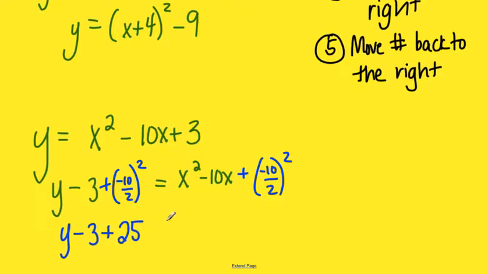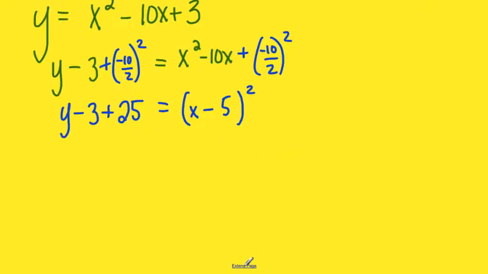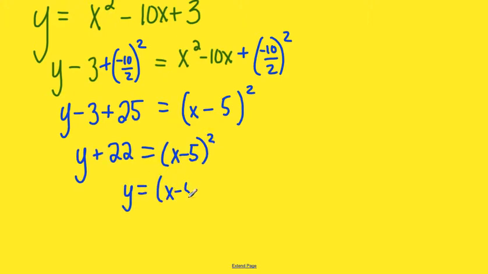So plus 25 equals, and then this side, we're going to skip all that middle stuff on this one. You would just do parentheses squared, drop an x, and whatever this number is goes right there. Then you simplify this, and then move the 22. And that is vertex form.